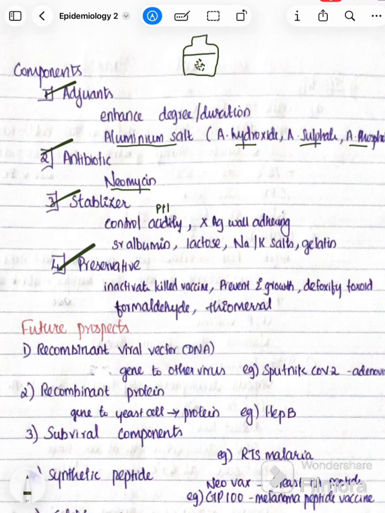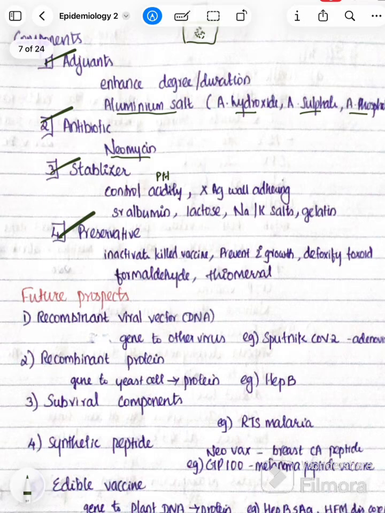Stabilizers are used to control the pH of the vaccine, and stabilizers also prevent adhering of the vaccine to the wall of the ampules. For example, as stabilizers we have serum albumin, lactose, sodium and potassium salts, and gelatin. Preservatives are to inactivate killed vaccine or detoxify toxoids, and also prevent the secondary growth of fungus or bacteria. Examples are formaldehyde or thiomersal.